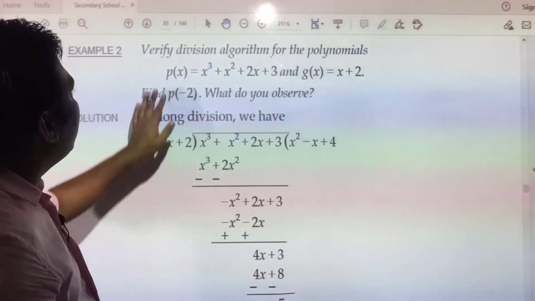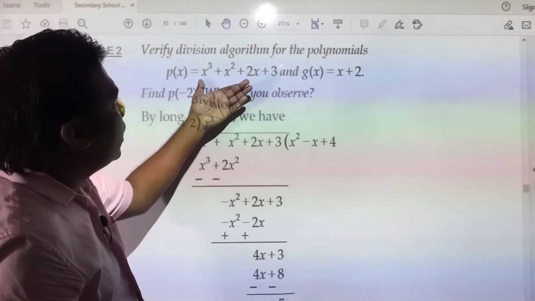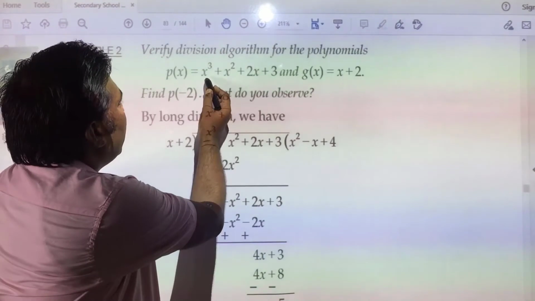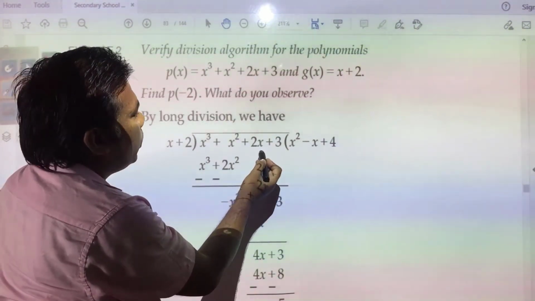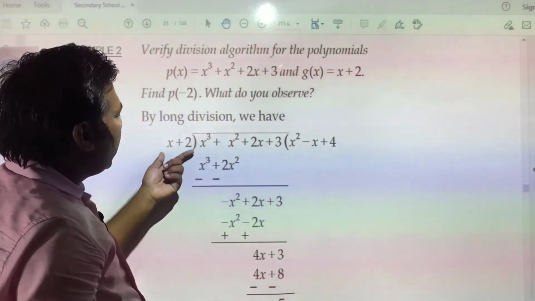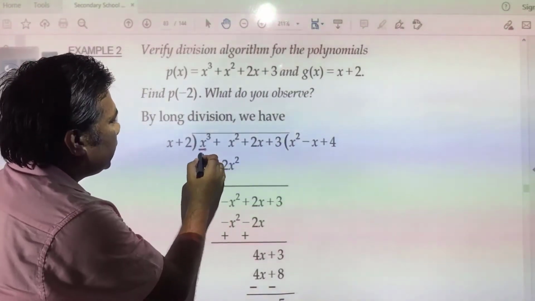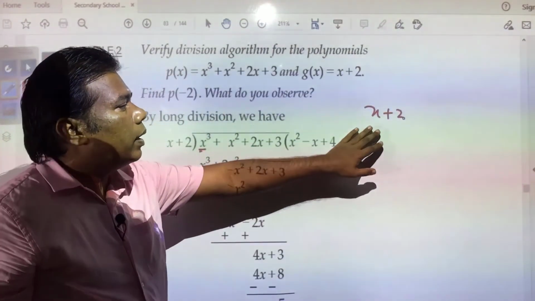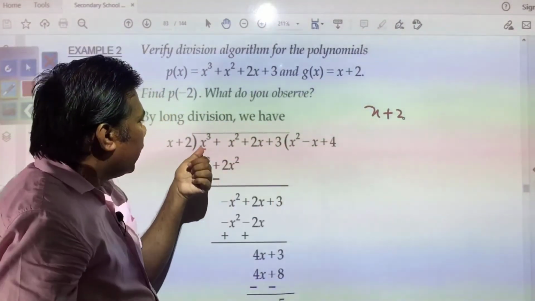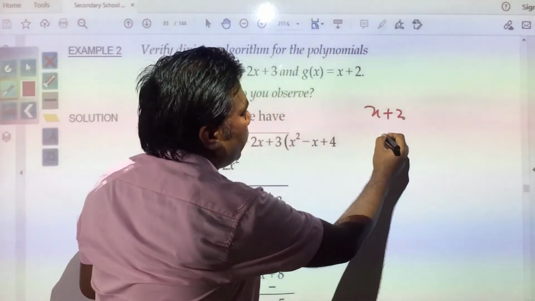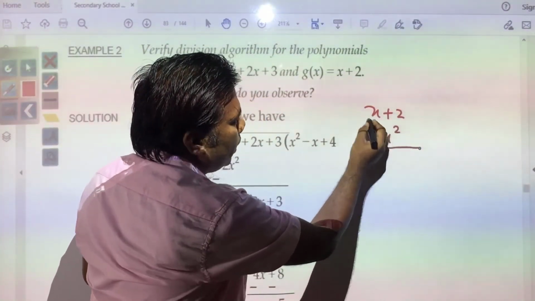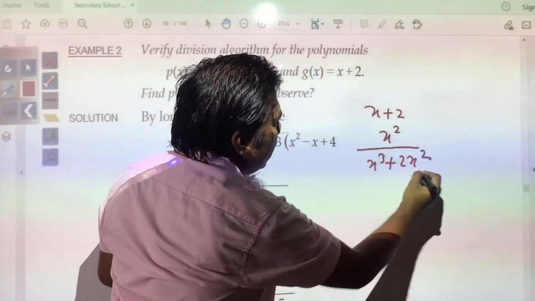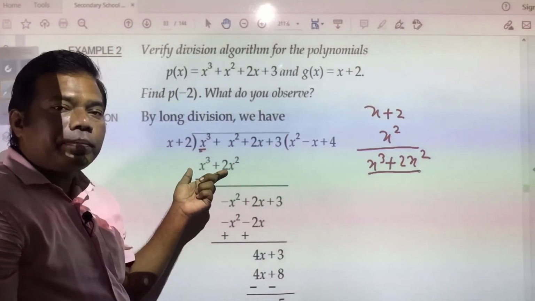Next example you see, verify division algorithm for the polynomial. The same thing has been done, you see. I hope you understood, you will be able to do x³ + x² + 2x + 3, x + 2 you have divisor. So, again first term you have x³. So, what term we will keep, so that we will get x³? So, here we need to keep x². Just you see x² into x will be x³ and x² into 2 will be 2x². This term is required to be written over here.